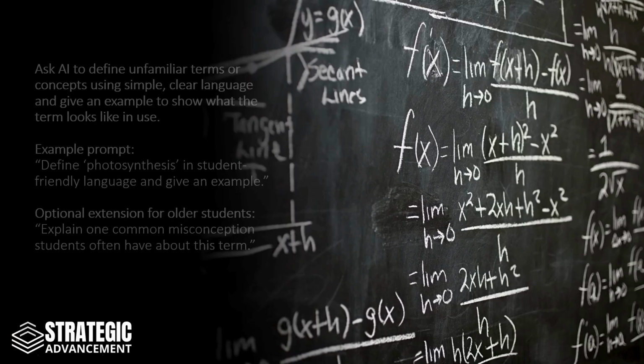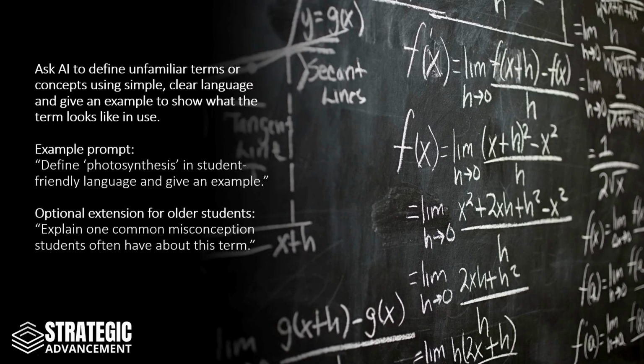Ask AI to define unfamiliar terms or concepts using simple, clear language and give an example to show what the term looks like in use. Example prompt: Define photosynthesis in student-friendly language and give an example. Optional extension for older students: Explain one common misconception students often have about this term.